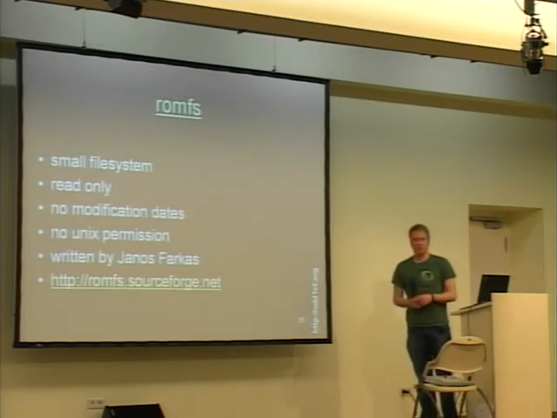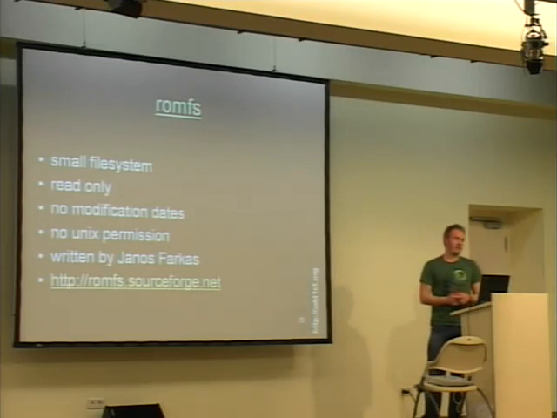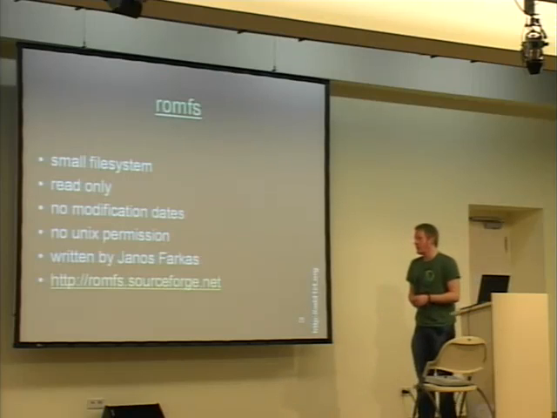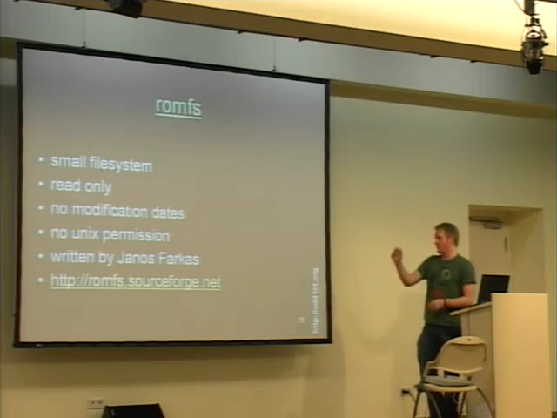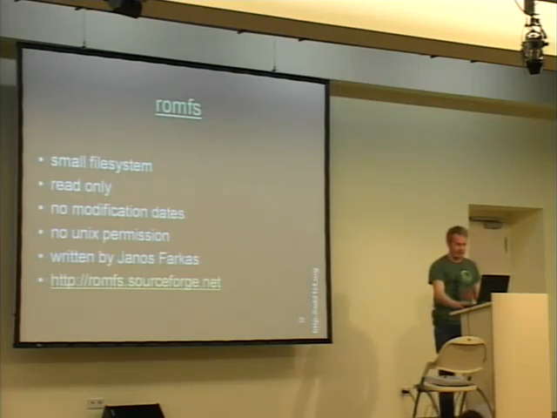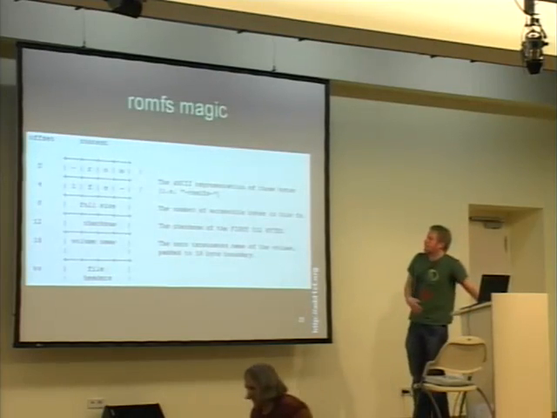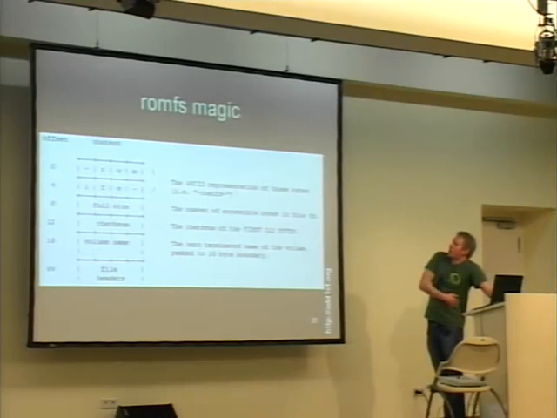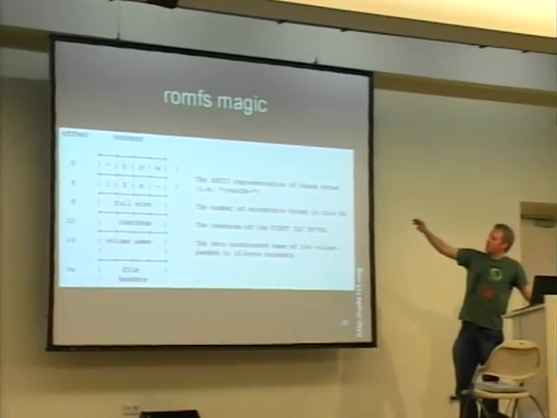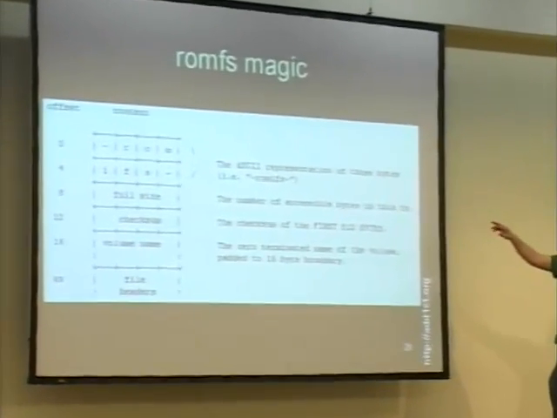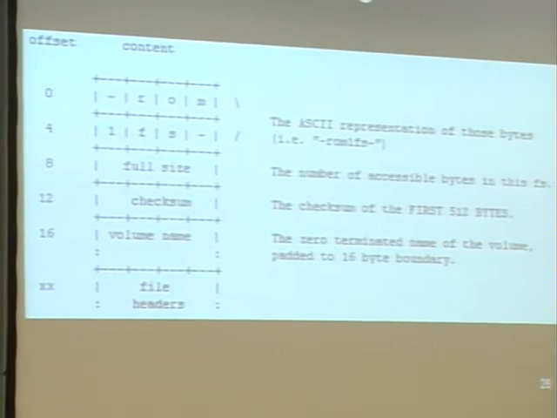What you don't have is modification dates, so you're always in the 70s, so don't wonder about that. You have no Unix permissions. It was written by Farkas. You can read about that at ROMFS SourceForge. I've taken this from its description. Pretty obvious what that is. If you have a firmware where something like ROM or ROMFS is stated somewhere, it's pretty sure to be a ROM file system.